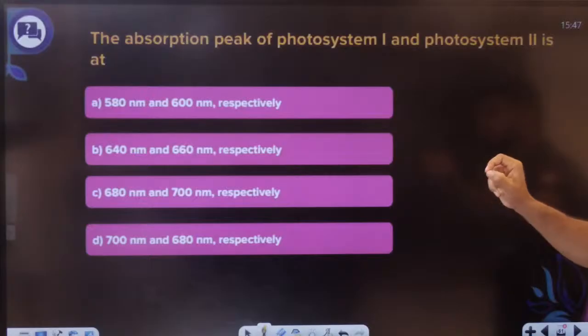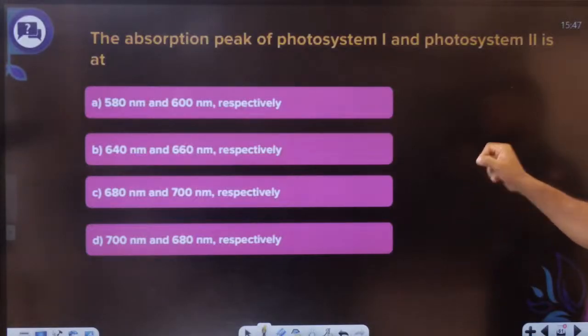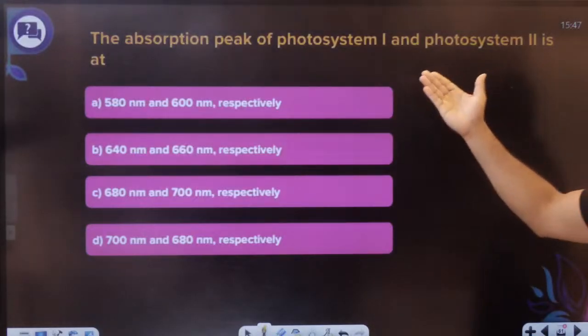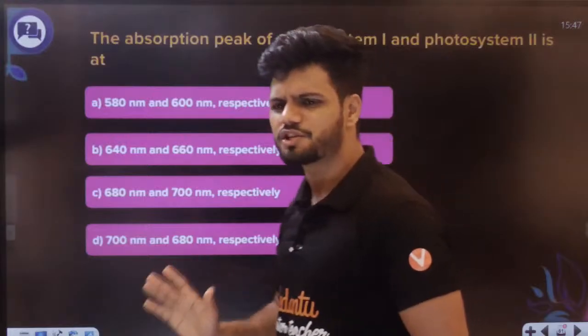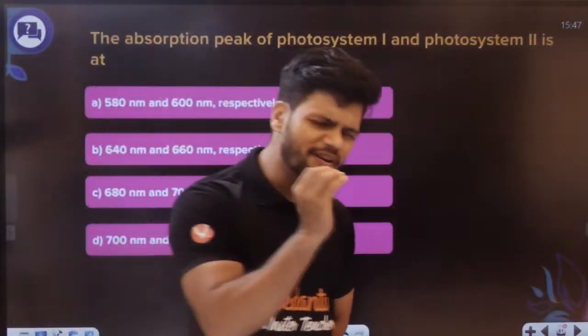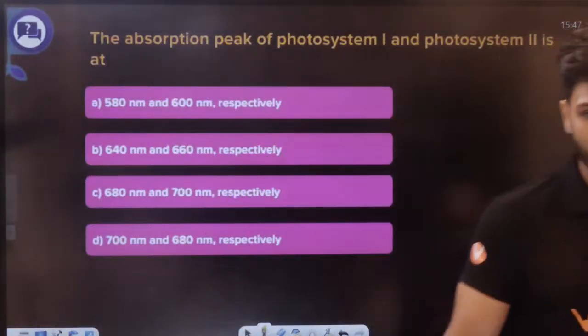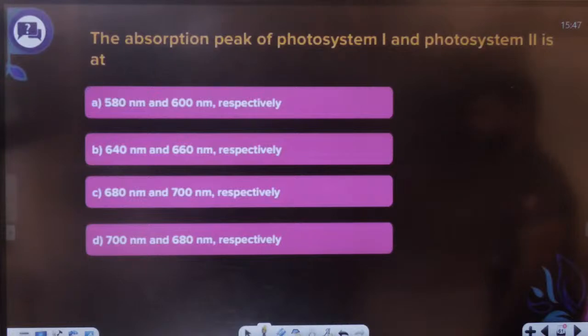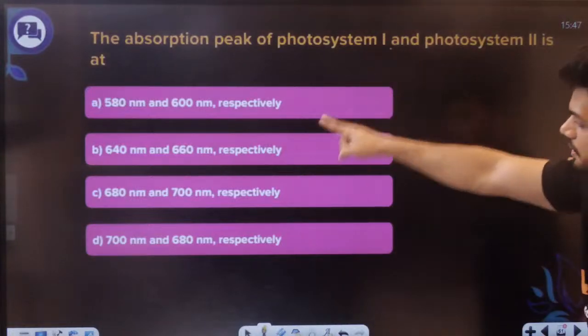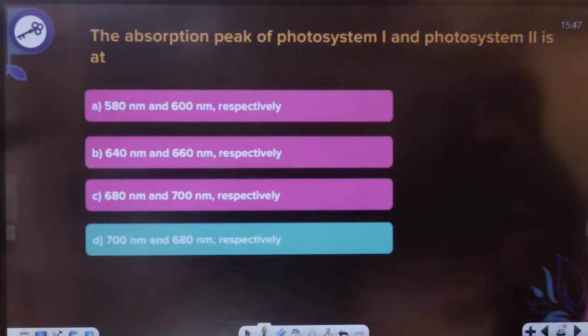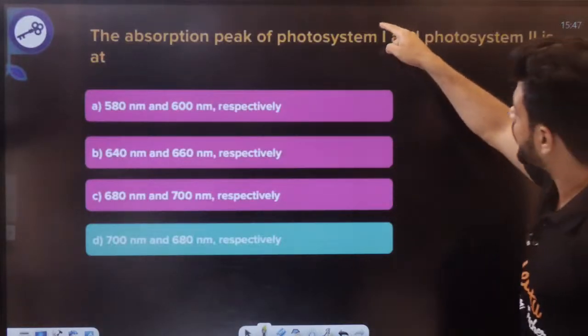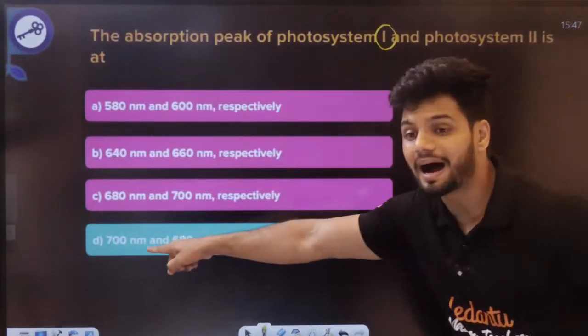The absorption peak of photosystem 1 and photosystem 2 is at, very easy question. What are the peaks? PS1 is 700, PS2 is 680. 700 and 680. It's opposite, remember, 1 is coming first, but it is the highest here.